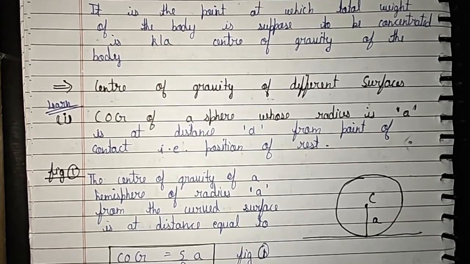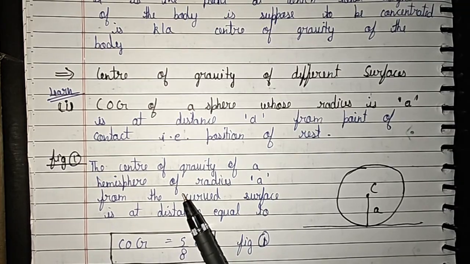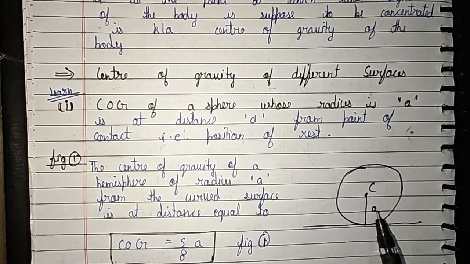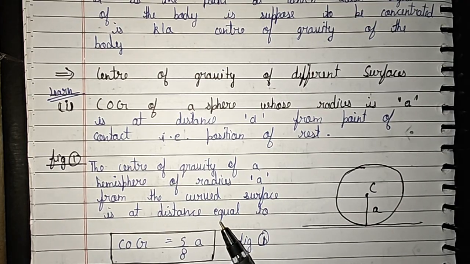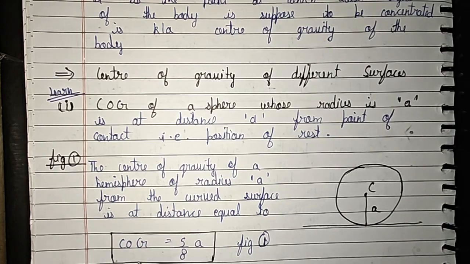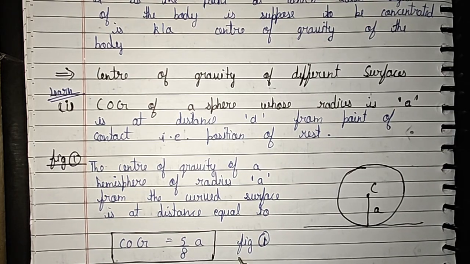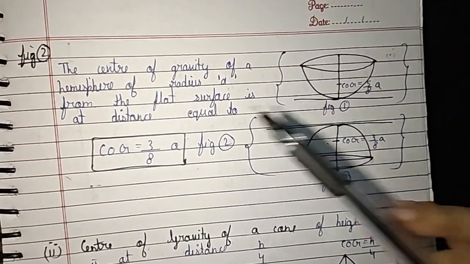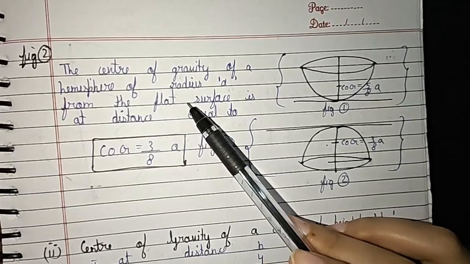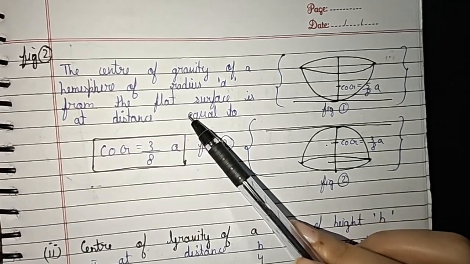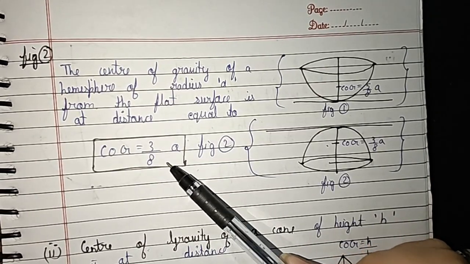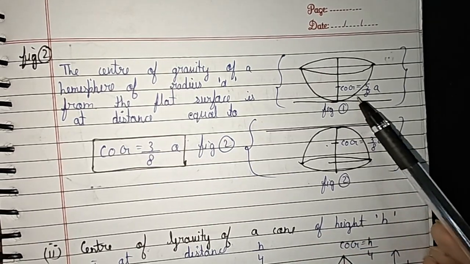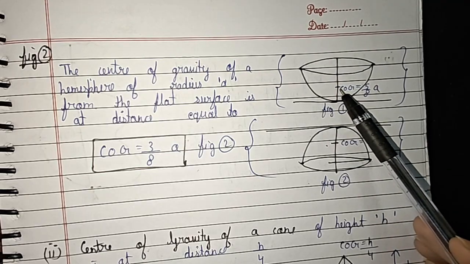Now in this figure let us see the center of gravity of a hemisphere of radius a. The radius of this hemisphere is a; from the curved surface, the center of gravity is at a distance of 5/8a. Now let us see the second figure. The center of gravity of a hemisphere of radius a from the flat surface is at a distance equal to 3/8a. We will understand this from this figure. The center of gravity will lie here.